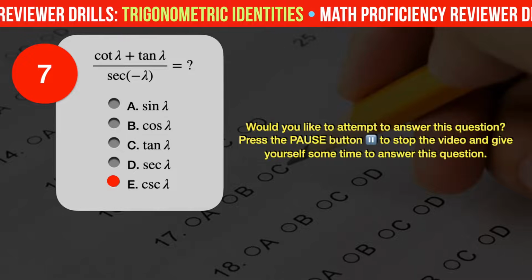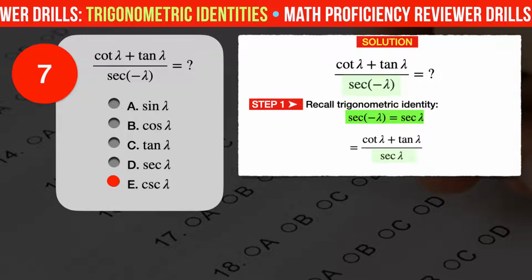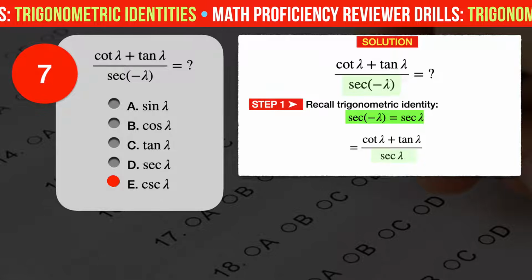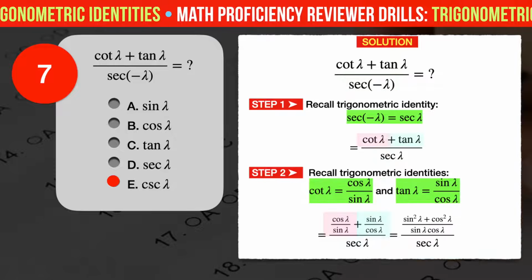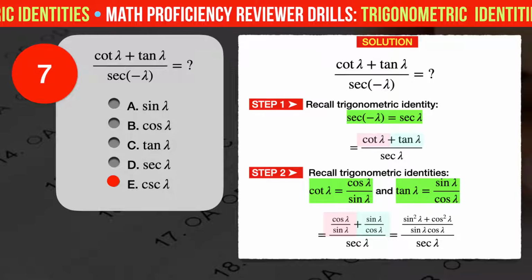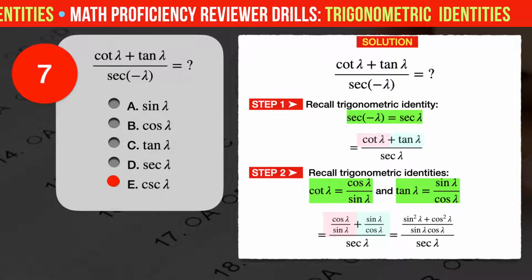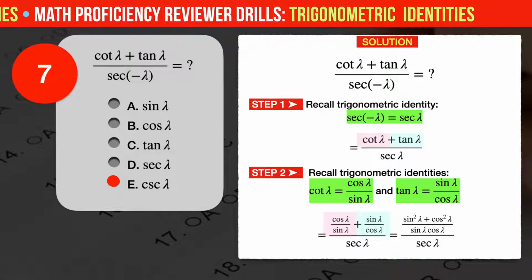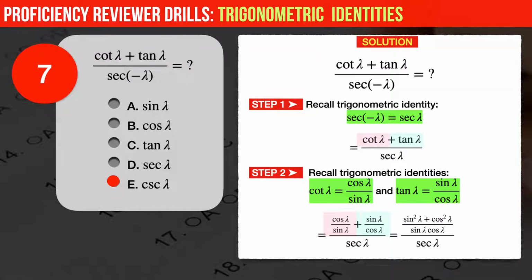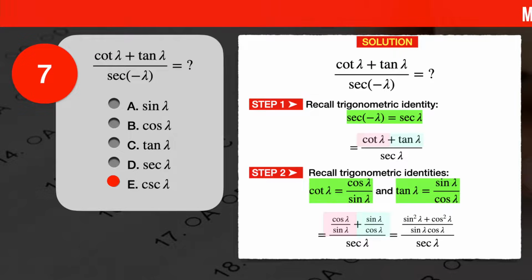Cosecant lambda. First step is to recall our trigonometric identities for opposite angles. Secant minus lambda is equal to secant lambda. Next, let's recall the trigonometric identities. Cotangent lambda equals cosine lambda over sine lambda, and tangent lambda equals sine lambda over cosine lambda. Let's substitute cotangent lambda and tangent lambda into our expression as shown, and then let's simplify the resulting fractions in the numerator by getting their least common denominator.